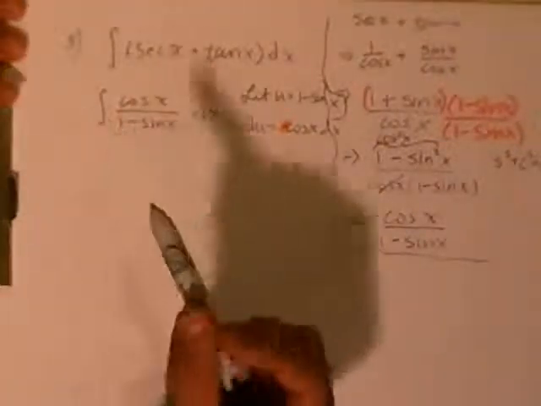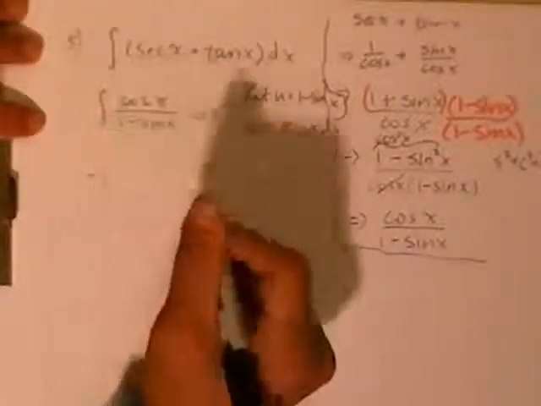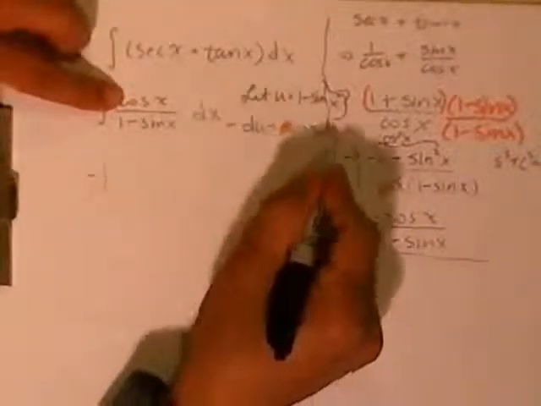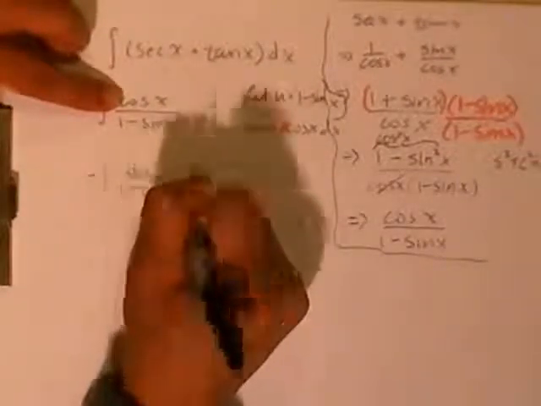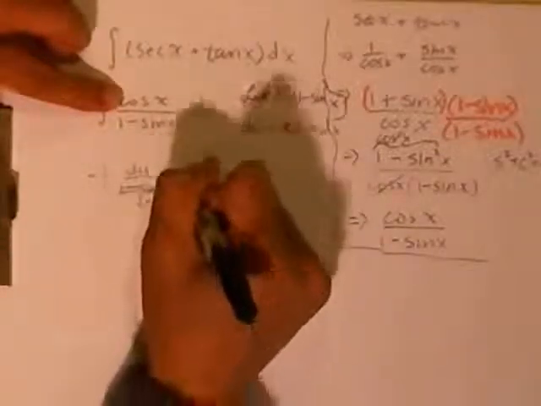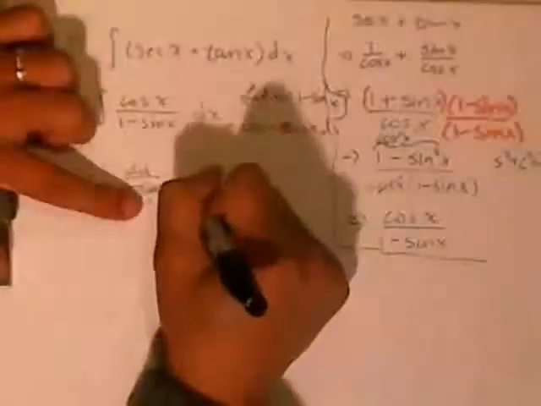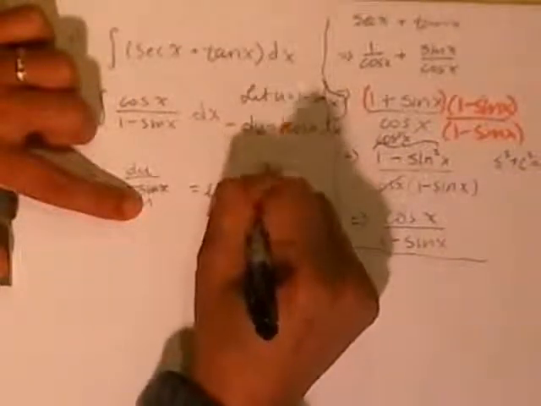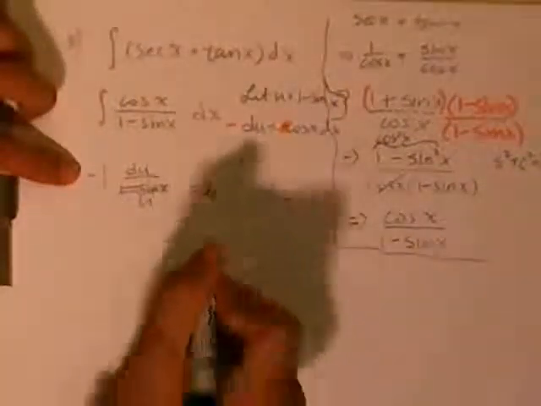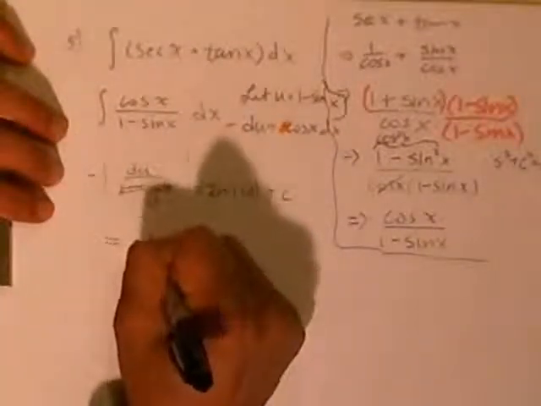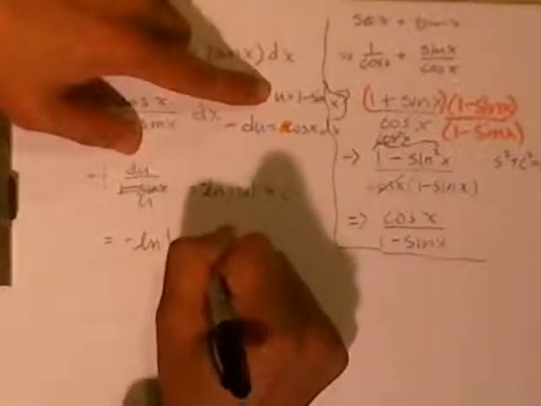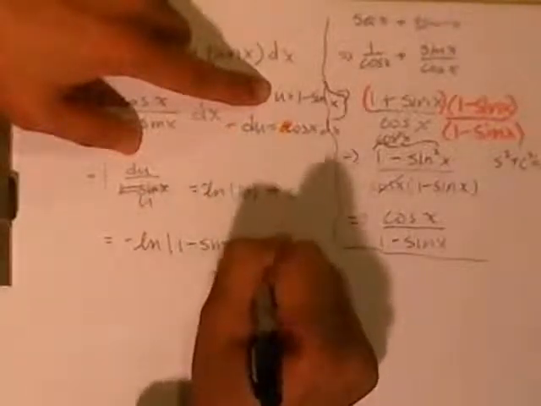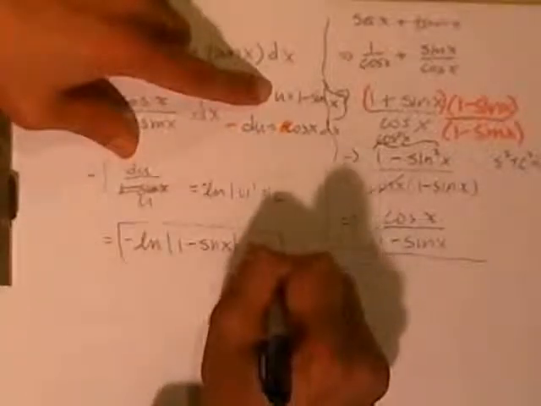The negative comes out to the front, becoming the negative integral of du over u, where cosine of x dx was du and 1 minus sine of x is u. The integral of 1 over u is equal to the natural log of the absolute value of u, plus a constant. We always have to keep the negative sign along with it, so it becomes negative natural log of u. Back substituting, we get negative natural log of 1 minus sine of x plus constant. And that's our final answer.